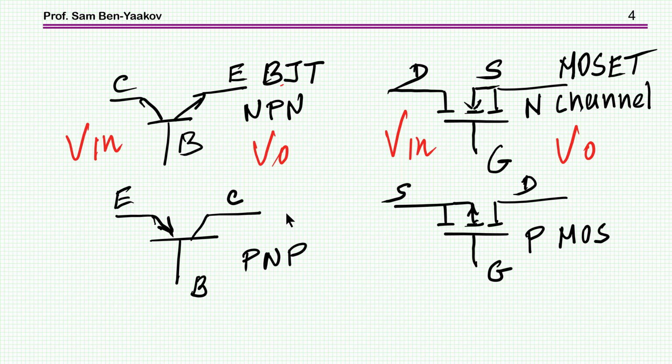Now the pass element could be a BJT or a MOSFET. In the case of a BJT, we can have it as an NPN or PNP. Here is the input side and here is the output side. In a MOSFET, we can have an N-channel or a PMOS, or P-channel MOSFET. In this case, the source will be on the input side and the drain will be on the output side.